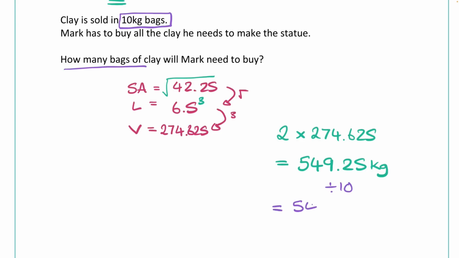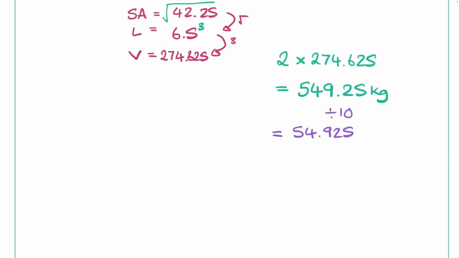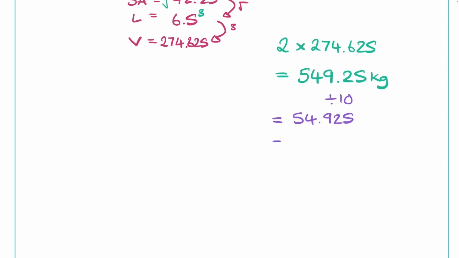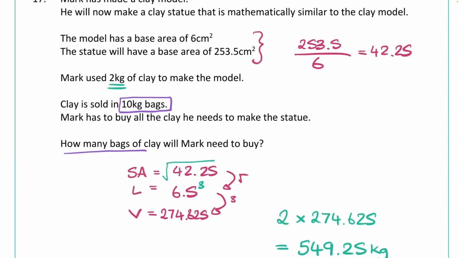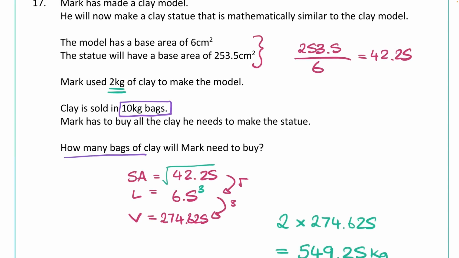That means he needs 54.925 bags. Of course, it's only sold in 10 kilogram bags. He needs to buy enough, so we'll round that up to 55 bags. And there we go, that's going to be our final answer there. He's going to need 55 bags, and that was converting through some area, length and volume scale factors.